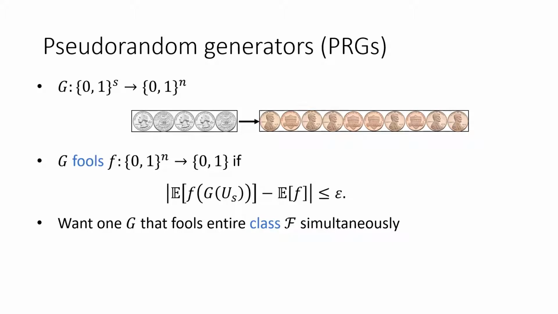We would like to design a single pseudorandom generator that simultaneously fools a whole class of functions f, defined by some model of computation or some complexity bound. And we want the seed length of the pseudorandom generator to be as small as possible. In most cases, the optimal seed length is log n over epsilon.